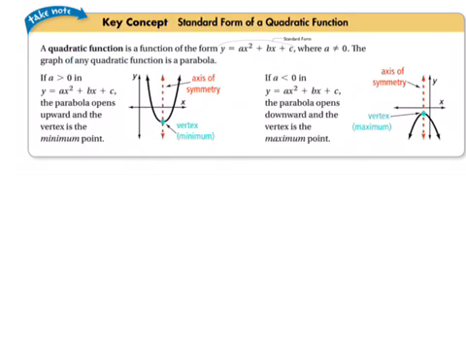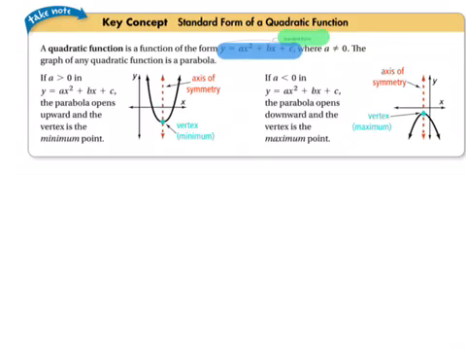A quadratic function is a function in the form y equals ax squared plus bx plus c. That form is known as standard form. Now, in this equation, a cannot equal 0. So you have to have a coefficient for your squared term. That's one of the things that makes it a second degree. The graph of any quadratic function is called a parabola.